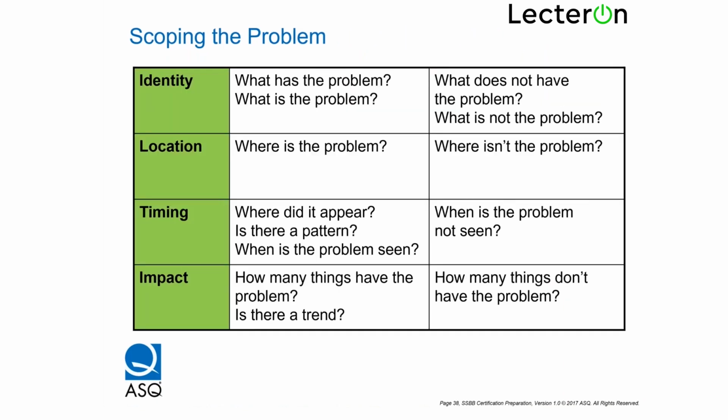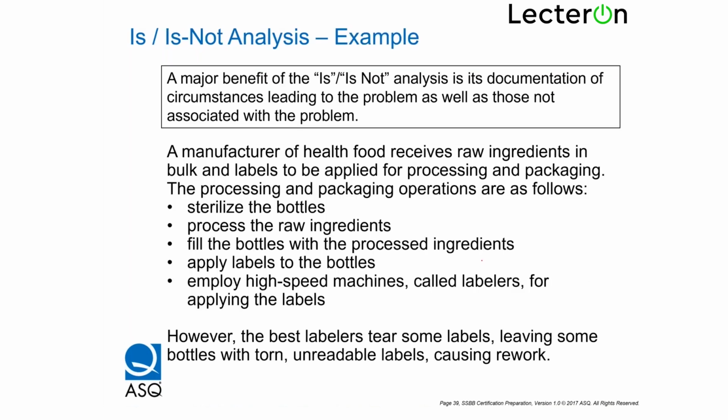So look at the scope here, scoping the problem. What has the problem and what does not have the problem? What is the problem, what is not the problem? Location: where is the problem and where is not the problem? Timing: where did it appear? Is there a pattern when the problem is seen and when it is not seen? Impact: how many things have the problem and is there a trend? And how many things don't have the problem? Okay, you are familiar with what we are saying, you have no problem with it.